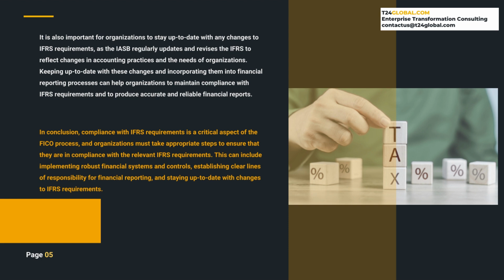In conclusion, compliance with IFRS requirements is a critical aspect of the FICO process, and organizations must take appropriate steps to ensure that they are in compliance with the relevant IFRS requirements. This can include implementing robust financial systems and controls, establishing clear lines of responsibility for financial reporting, and staying up to date with changes to IFRS requirements.